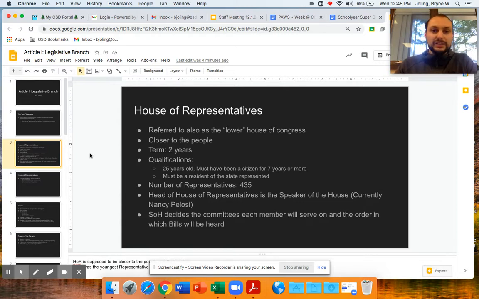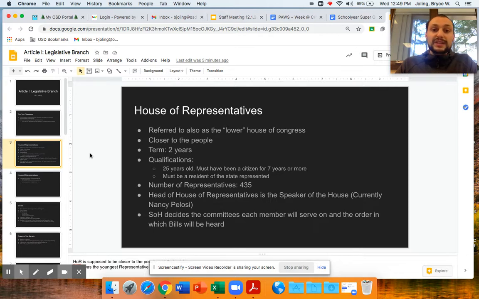Some of the qualifications to be a member of the House of Representatives: you have to be at least 25 years old, which is kind of crazy to me. I turned 27 on the 3rd of December, and it's kind of crazy to think that somebody 2 years younger than me can be elected to the House of Representatives and play a part in determining the bills that get passed in Congress, because I see 25 as being still really, really young. But nonetheless, 25 years old to be eligible, you have to have been a citizen for at least 7 years, and you must be a resident of the state that you are representing.